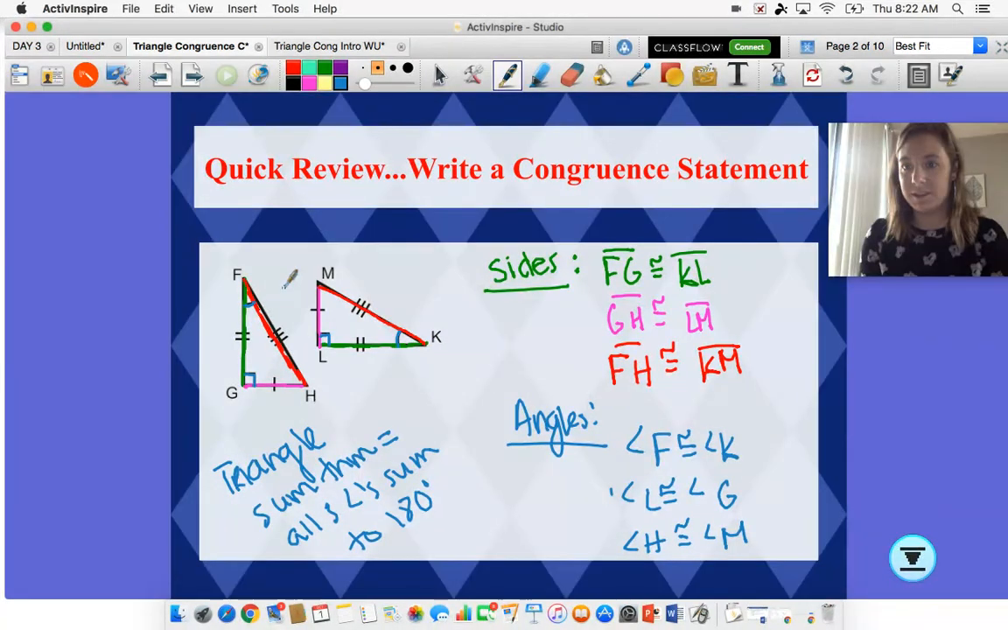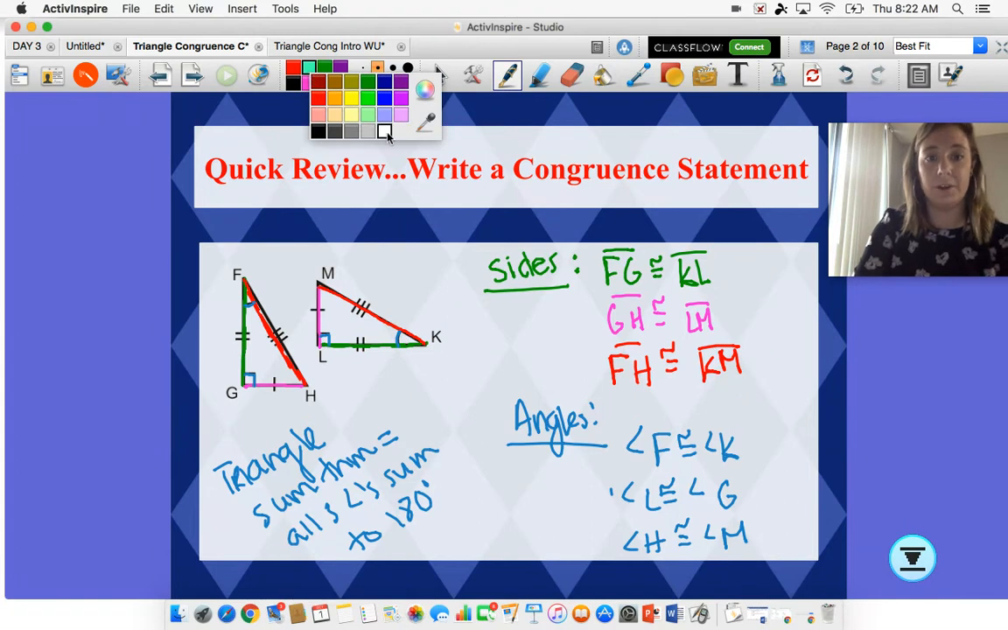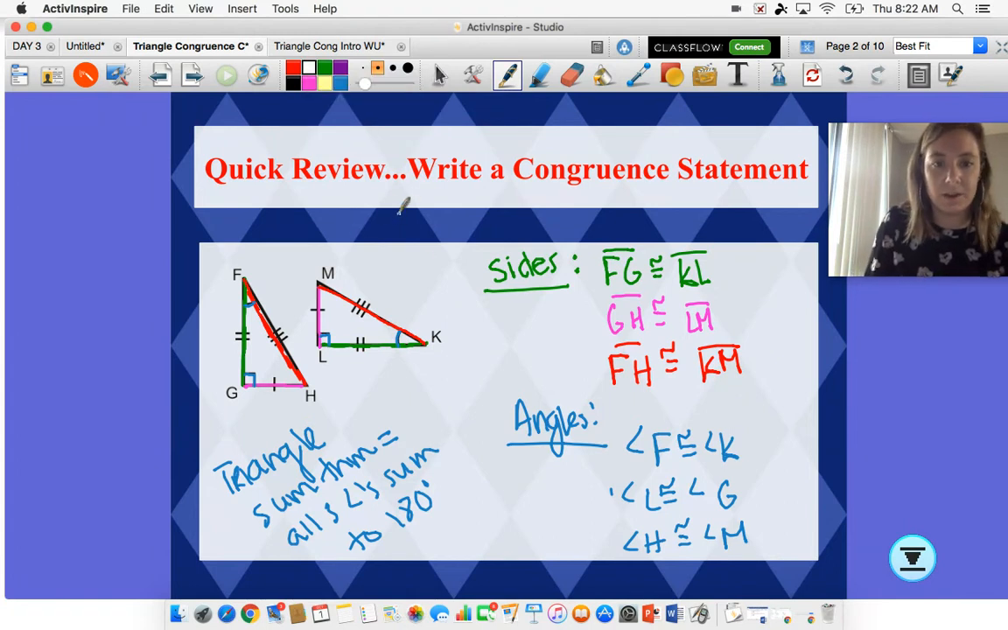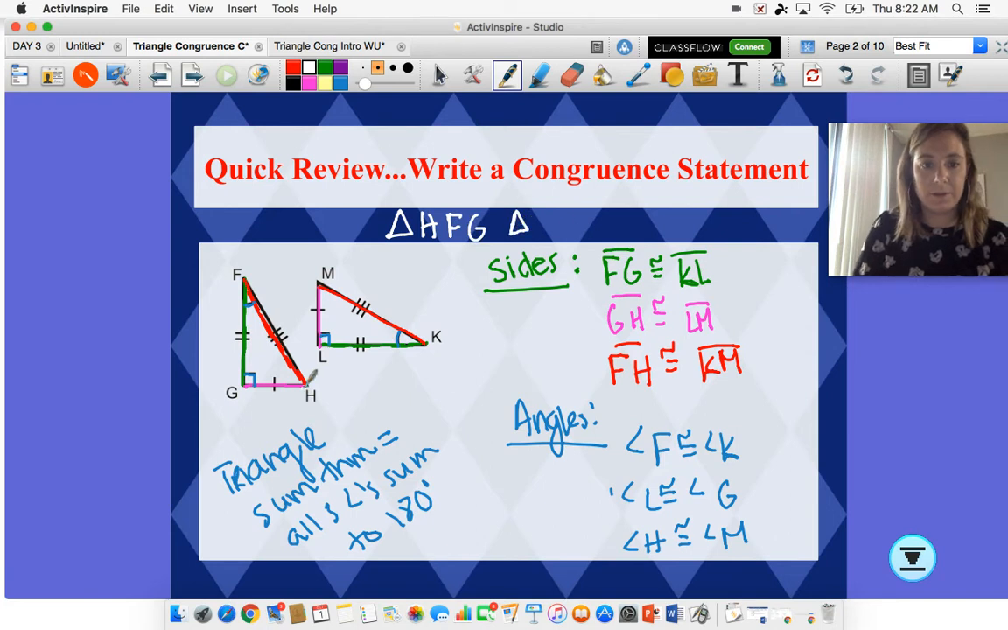Amazing. And so now that I have all of that, now that I know that all the corresponding parts are congruent, I can write a triangle congruent statement. I'm going to do that up here. So I control how I want to write the first one. So let's say I say HFG. What corresponds to H? Oh, M. This matters. Order matters. M, this corresponds with H. And then I wrote an F. F corresponds with K. And then L. Oh, I forgot the congruent symbol.